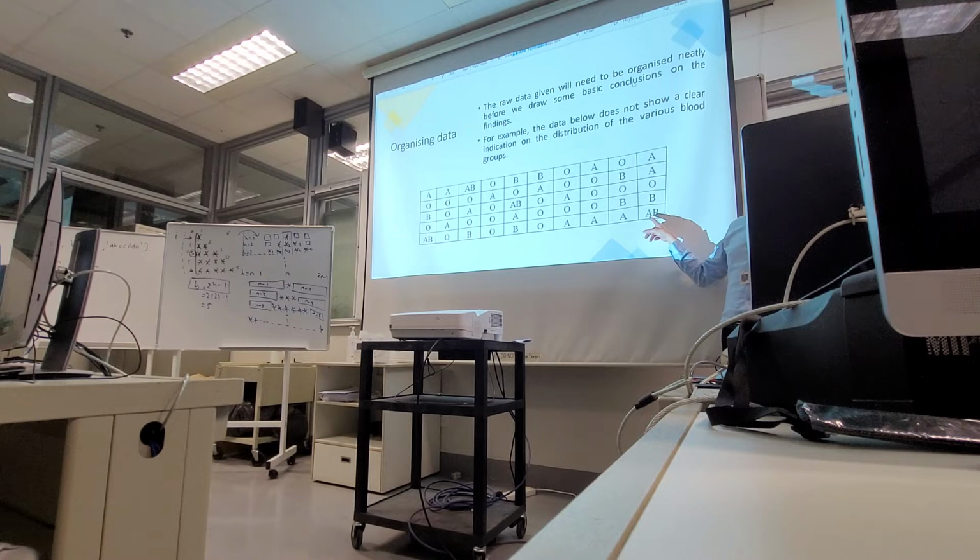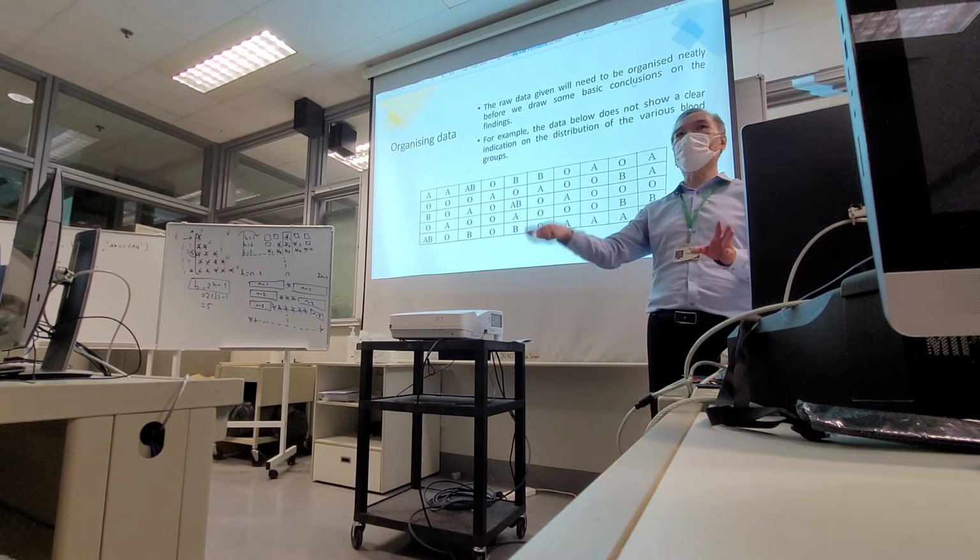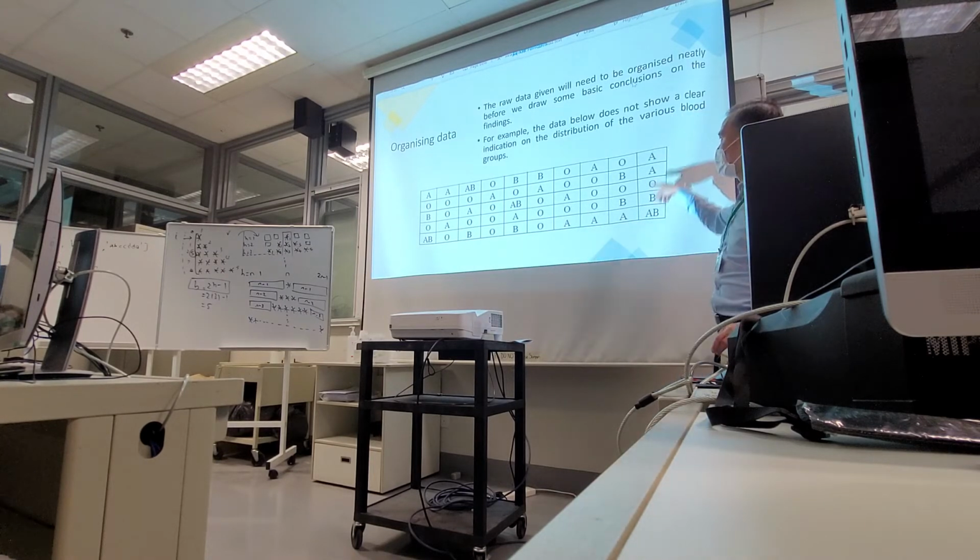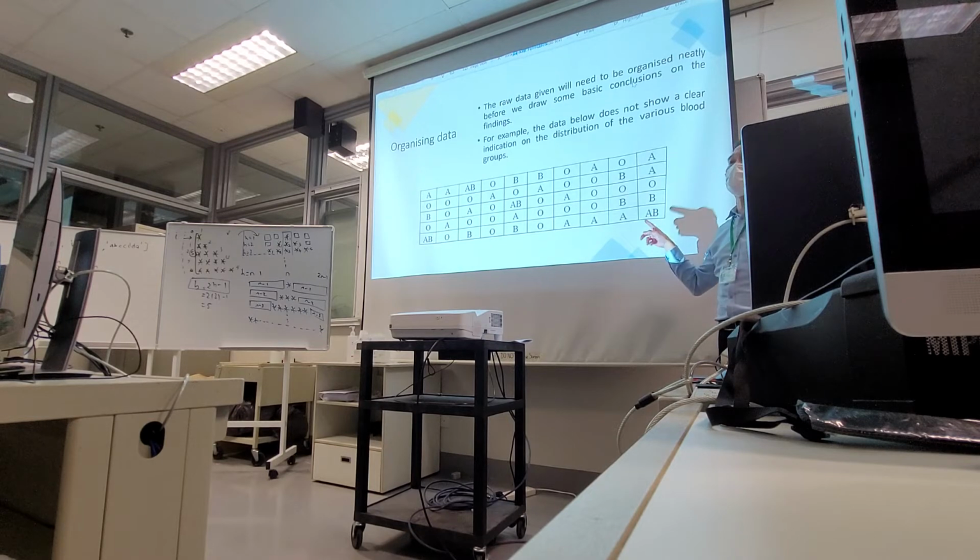Categorical. Very good. It is categorical nominal data. Because the blood group, right? You don't say blood group A is better than blood group B or better than blood group O, right? It doesn't make sense. So that's what it is. So this is going to be categorical nominal data.